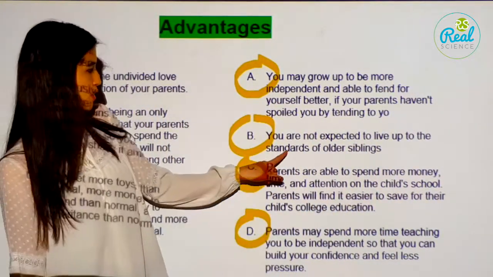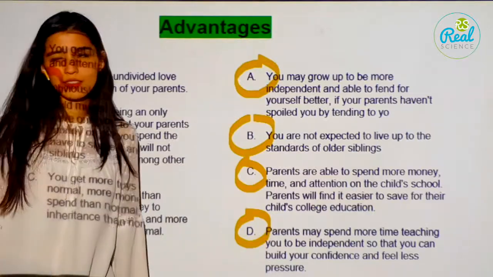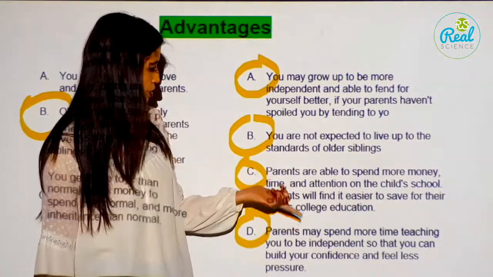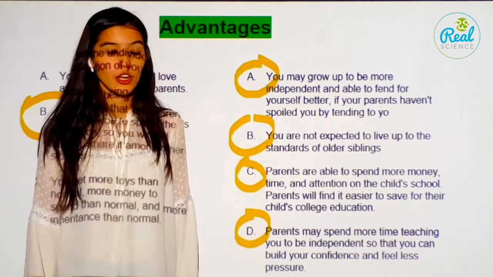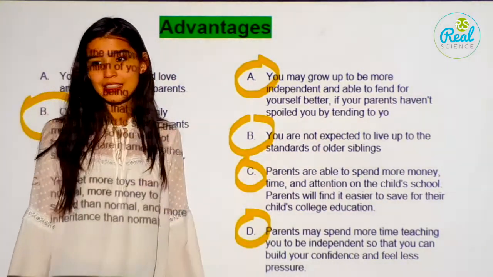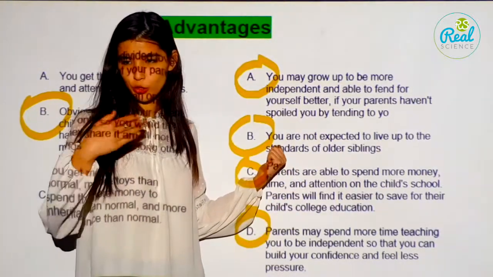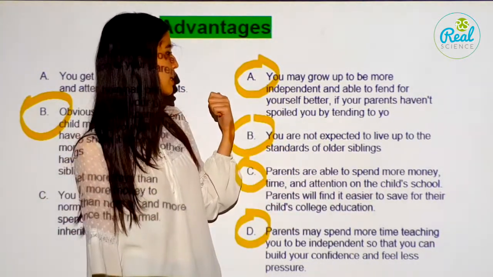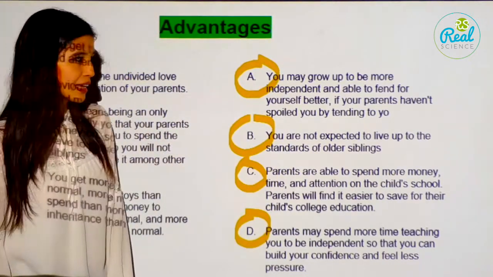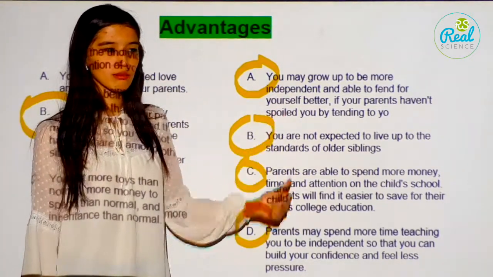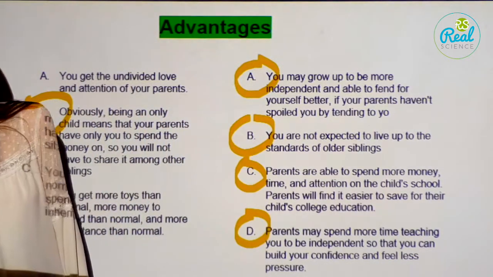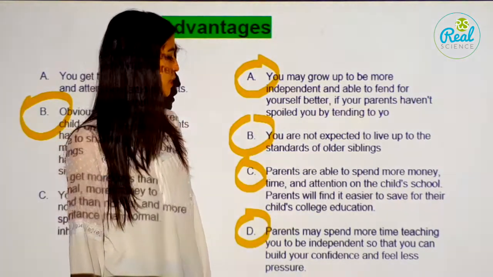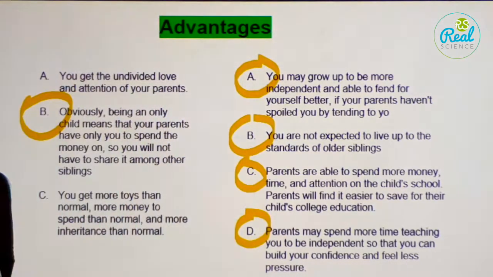Okay. What about this one? You are not expected to level up to the standards of older ones. Is it the second strongest or third strongest? No, fourth? I think for me it is the fourth strongest. For me, it goes first C, then A. This one is a good one for closing your essay. You may grow up to be more independent and able to fend for yourself. So which one is it for you? Third. For me, the first one, or second? For me, the second one. Okay, let's mark them.